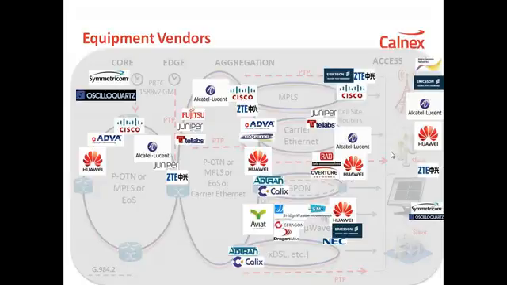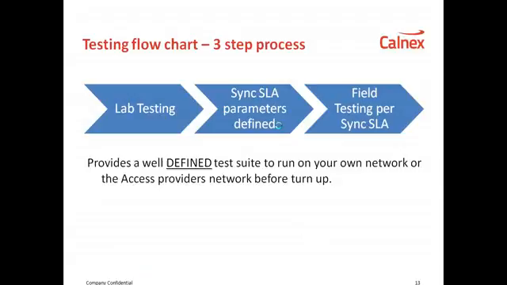So the big purpose of the lab test is to qualify the performance of each of these equipment that you are going to use in your network, so then you have a set of rules to test the network performance in the future. And that lab testing flowchart really involves 3 steps. You do the lab testing, you then use that lab testing to define your SLA parameters, and then in the network, you can monitor and test your network according to the SLA parameters.